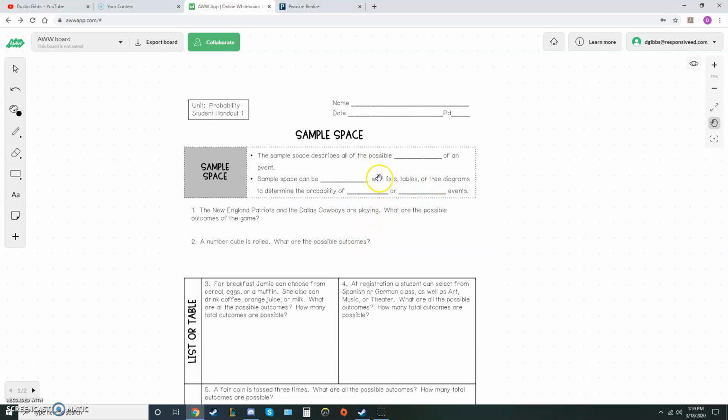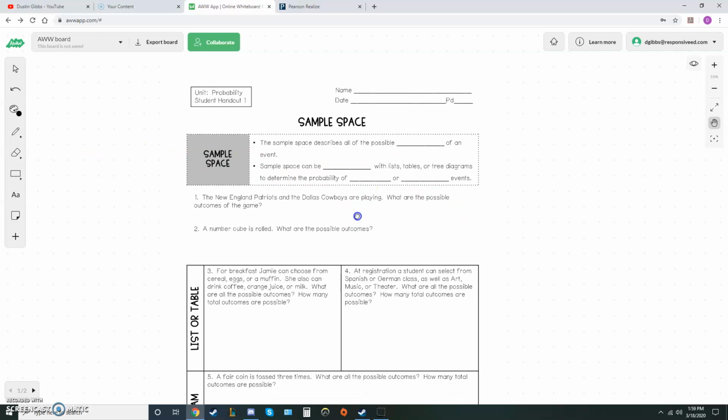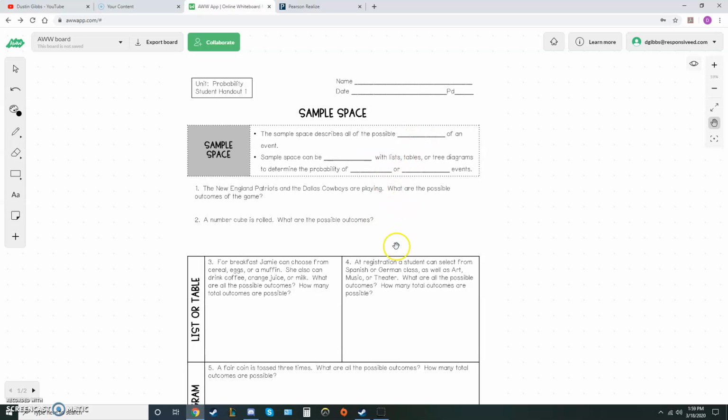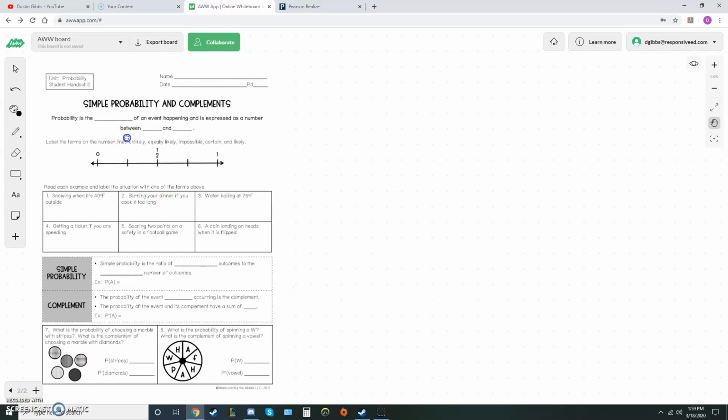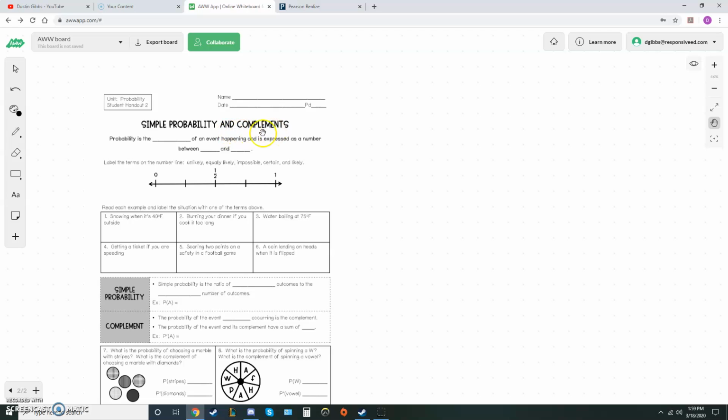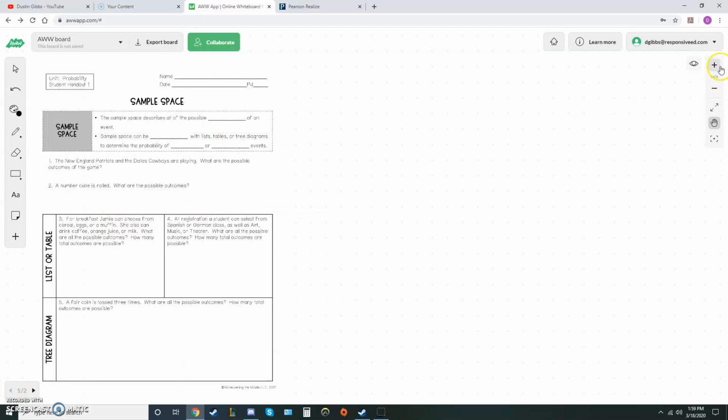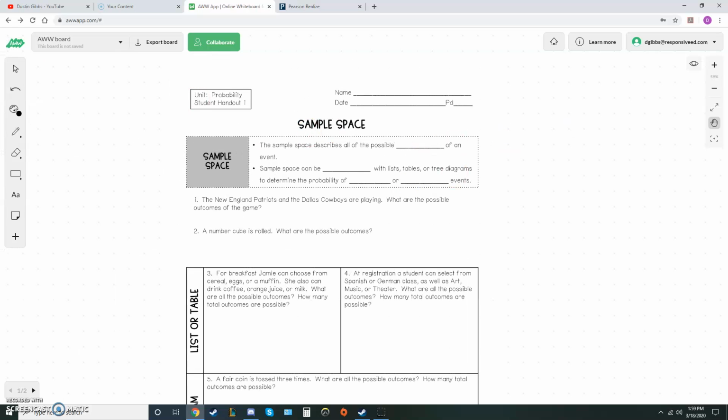So the way it's going to work is I'm going to go through this, talk about some stuff, write some things out, and that way y'all can come back and reference this at any point. So here we're going to talk about two things: sample space and simple probability, as well as what's called a complement. All right, and it's really, really simple. So let's just go ahead and get started.